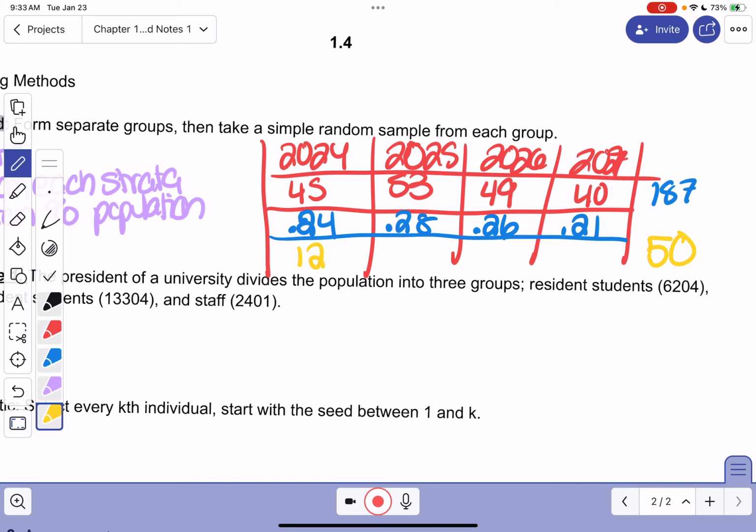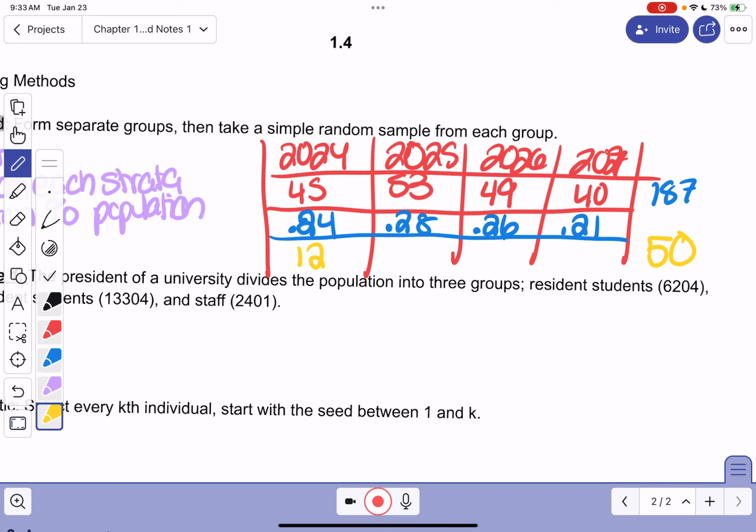All right, another way is systematic. This one does not require a frame. You don't need to know who is in the population. Instead, you're gonna ask every case, starting with an individual at a number between 1 and K. K is just a number that you get. So first you figure out your population, divide it by how many you want in your sample, that's your K. Always round down because you don't want your sample to be too small. Then you pick a seed. A seed is just your starting number. It's somewhere between 1 and K.